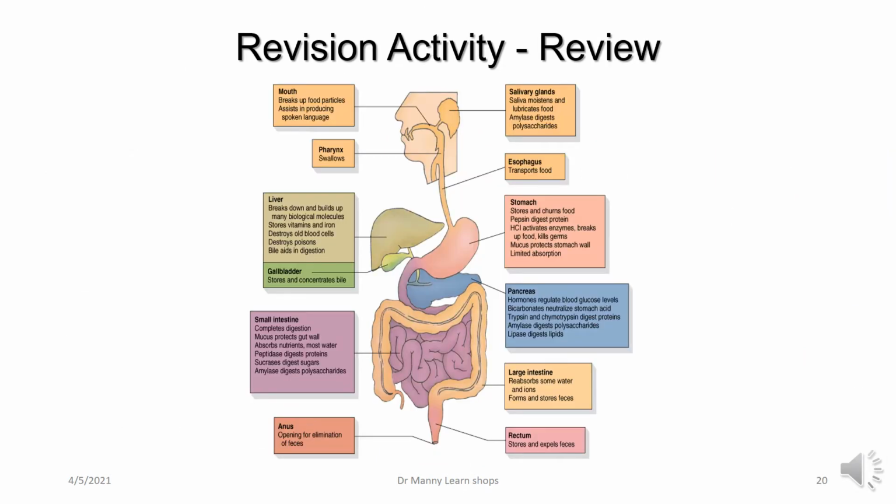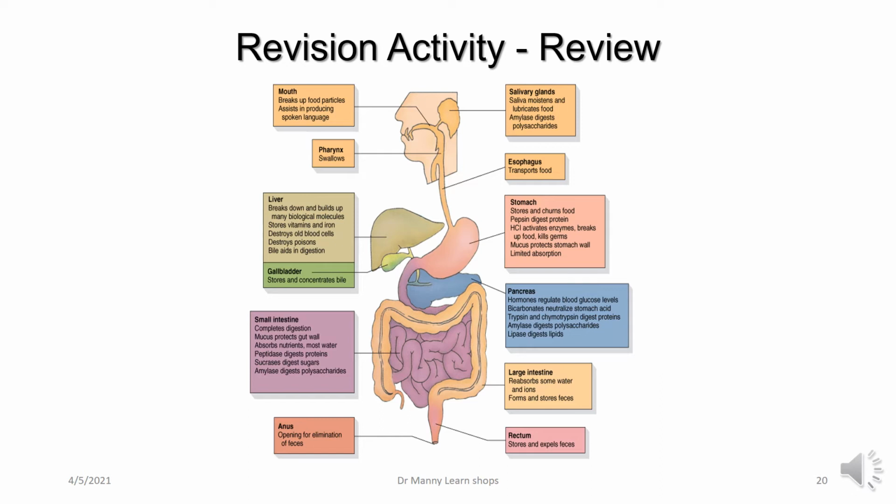So let's briefly review. The mouth breaks up food. It also allows you to speak. The salivary glands moisten and lubricate food. Amylase, which is produced in the saliva, digests food first, polysaccharides. The pharynx allows you to swallow. The esophagus transports the food. The stomach stores and churns the food, also aids breakdown with pepsin, hydrochloric acid, and other enzymes, and kills germs. It also produces a lot of mucus to line the stomach and protect it.